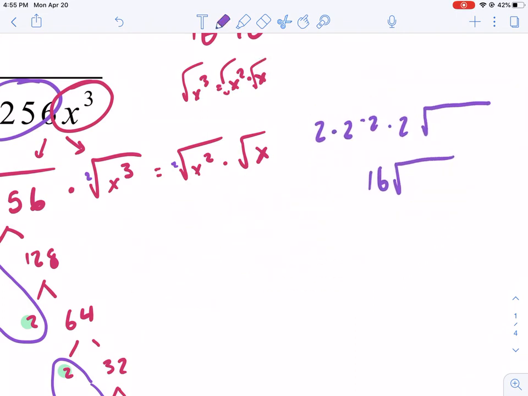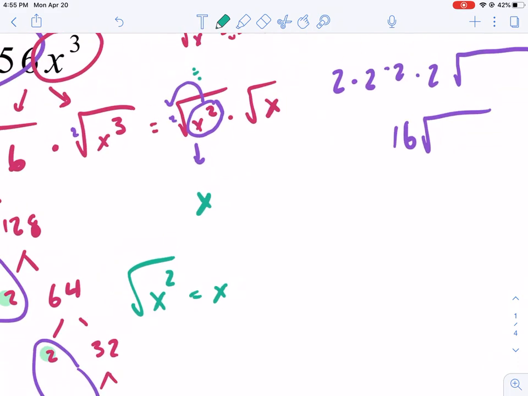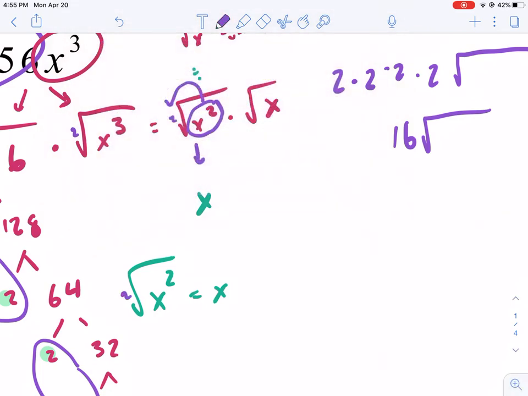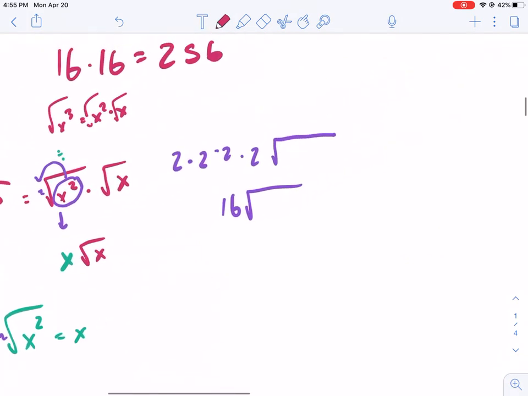The reason why I chose x squared is because we know that if we have a power here, we're going to divide by the index. So this is going to become x. But we know that anyway because the square root of x squared is x. What times itself 2 times gives us x squared? Well, that is x. x times x gives us x squared. Now, the radical here, we can't do anything with. We can't simplify any further, so we're going to leave it as x squared root of x.